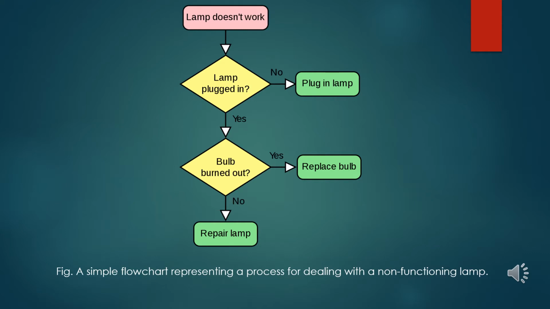Now let us see this simple example. It is a flowchart representing a process for dealing with a non-functioning lamp. If the lamp doesn't work, then we have to check whether the lamp is plugged in. If no, then we have to plug in the lamp. If yes, then we have to check whether the bulb has burnt out. If yes, then we have to replace the bulb, and if no, then we have to repair the lamp.